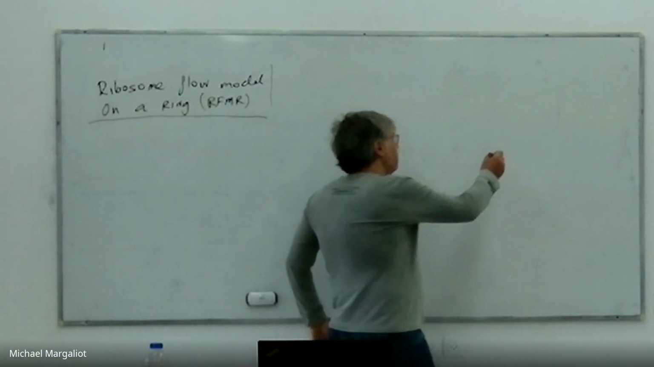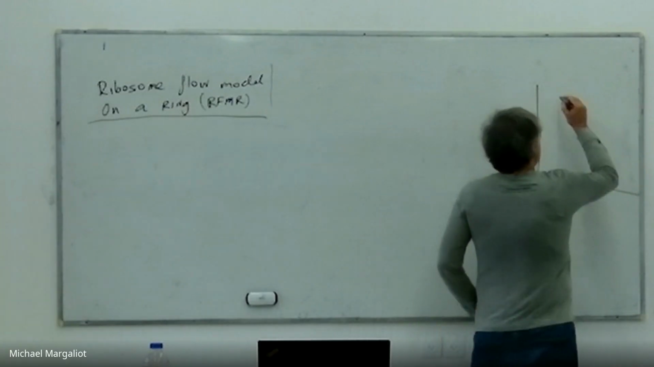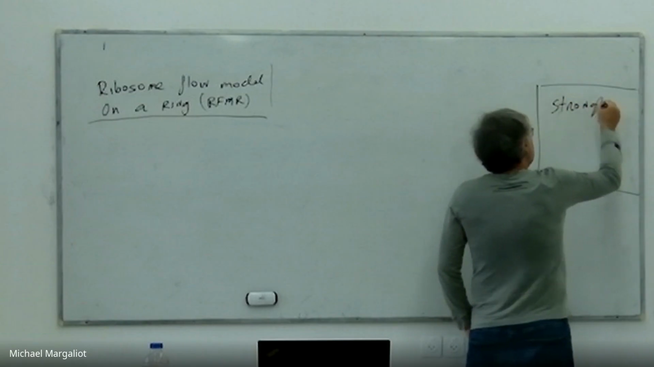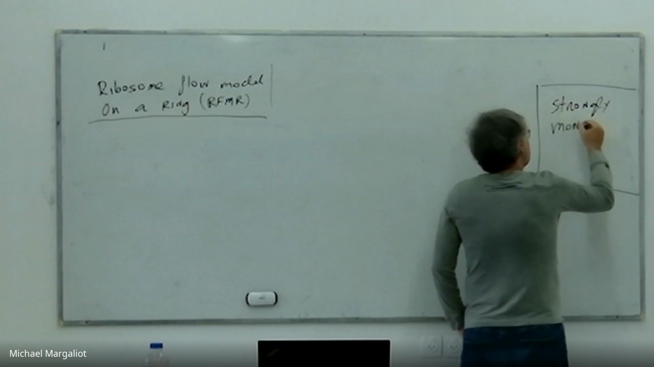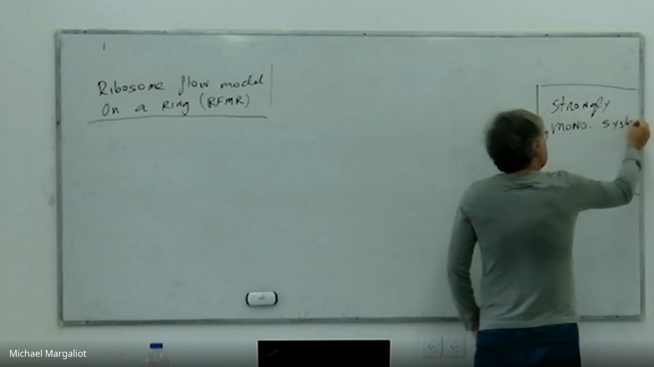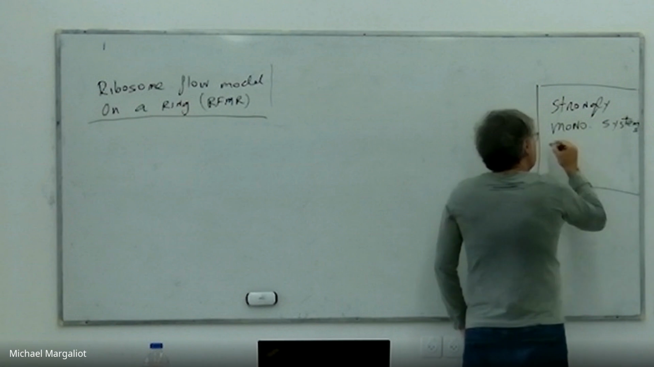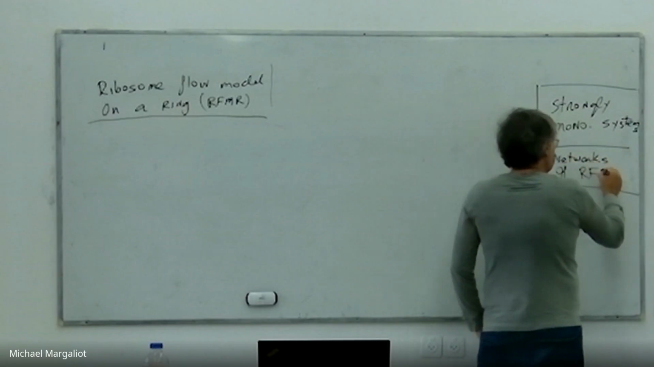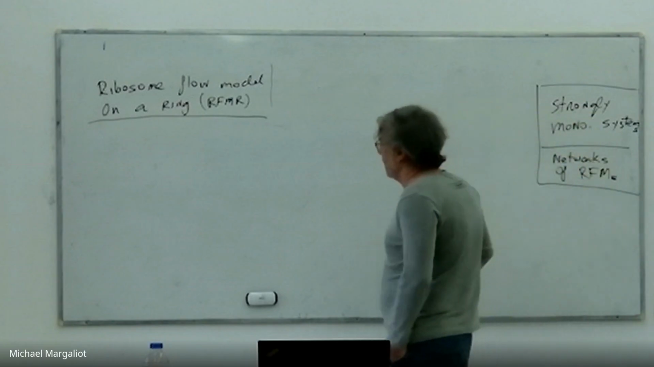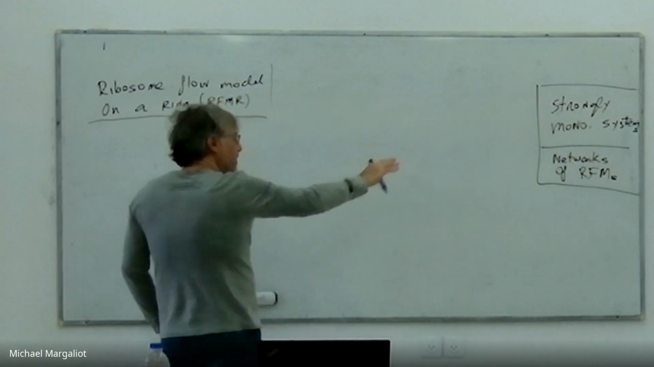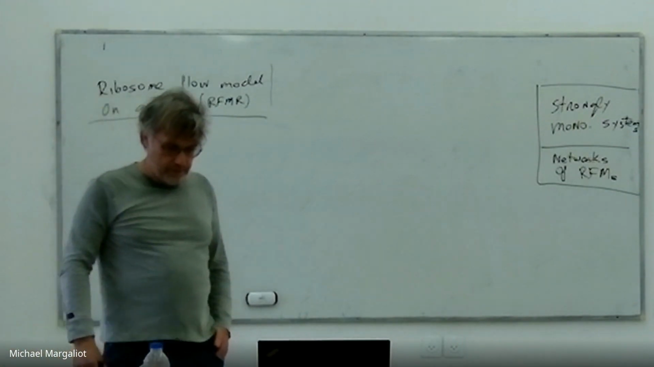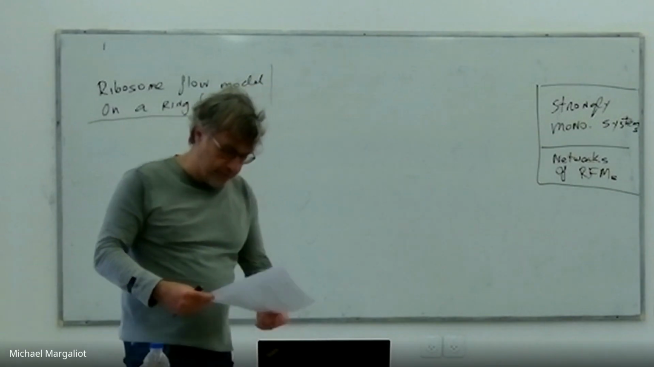We will spend a little time on this. And for the next talks, I will speak a little bit about something called strongly monotone systems, because this is needed for the last topic, which is networks of RFMs. So this is the plan. We speak about this, and then these two topics, and then we finish. Okay, so what is this ribosome flow model on the ring?